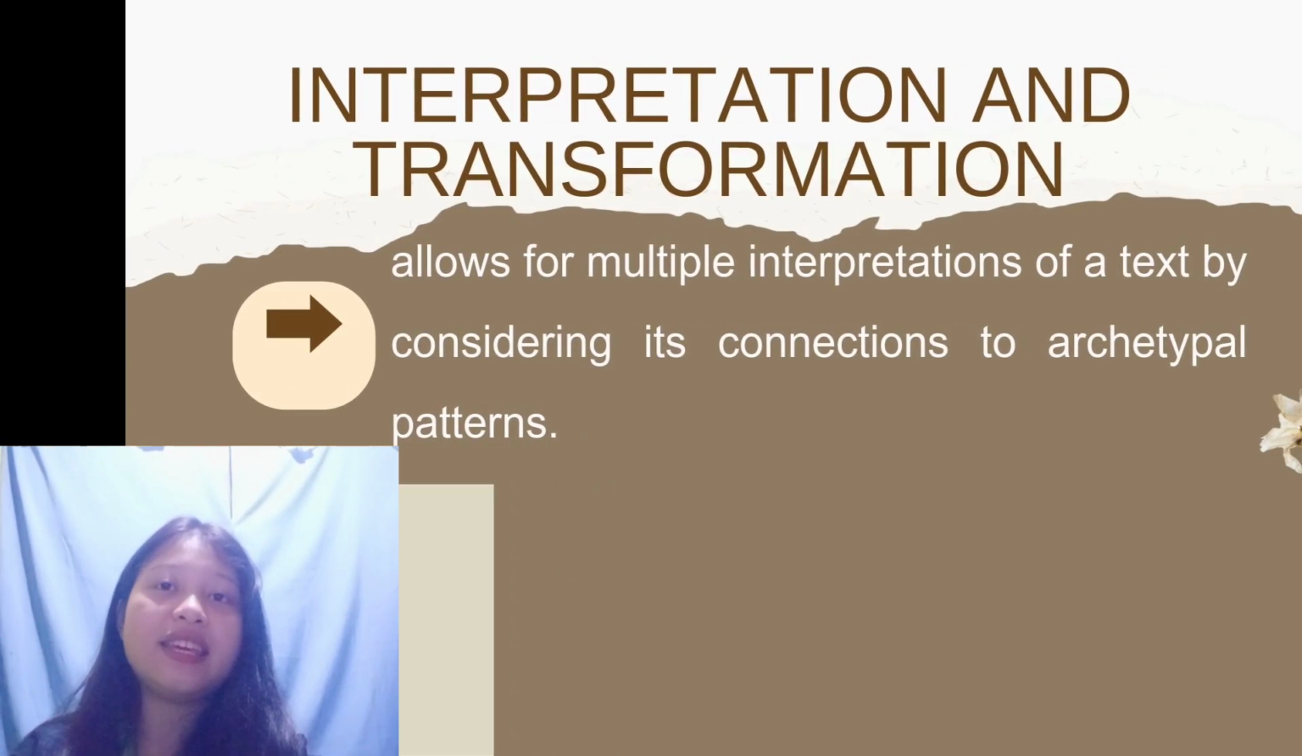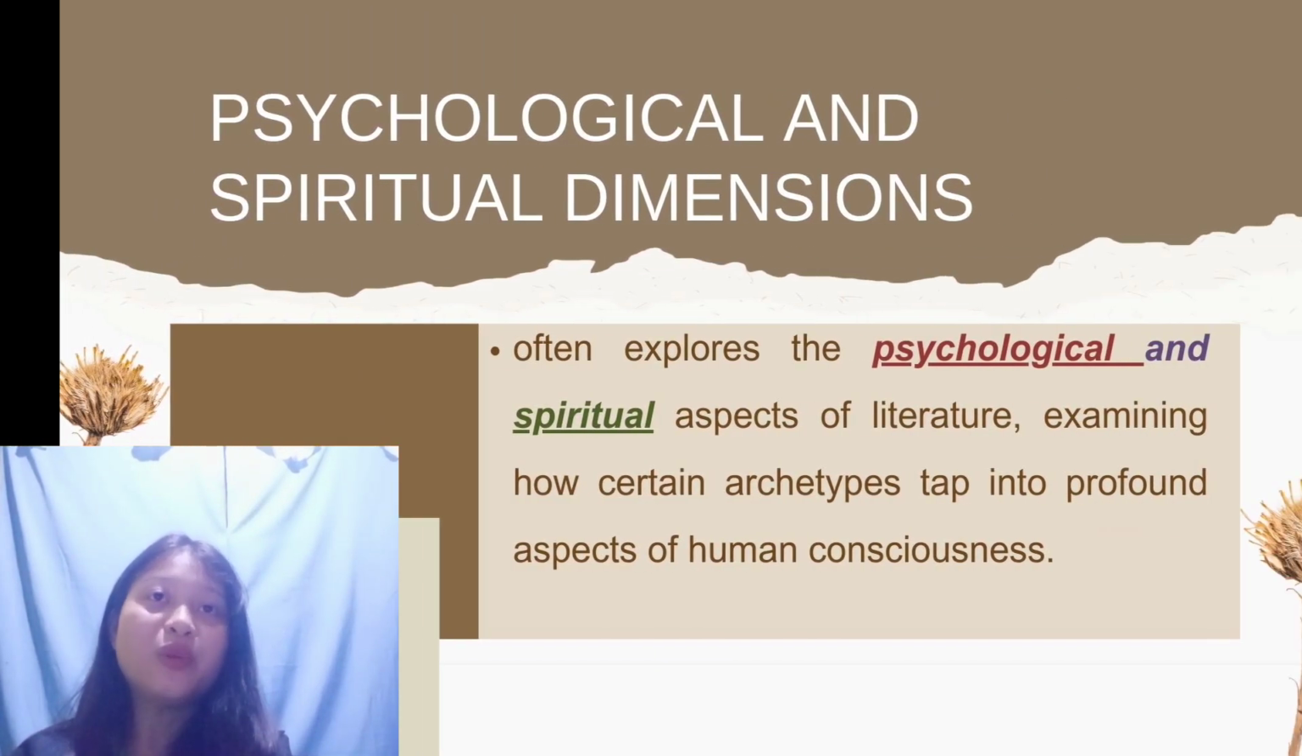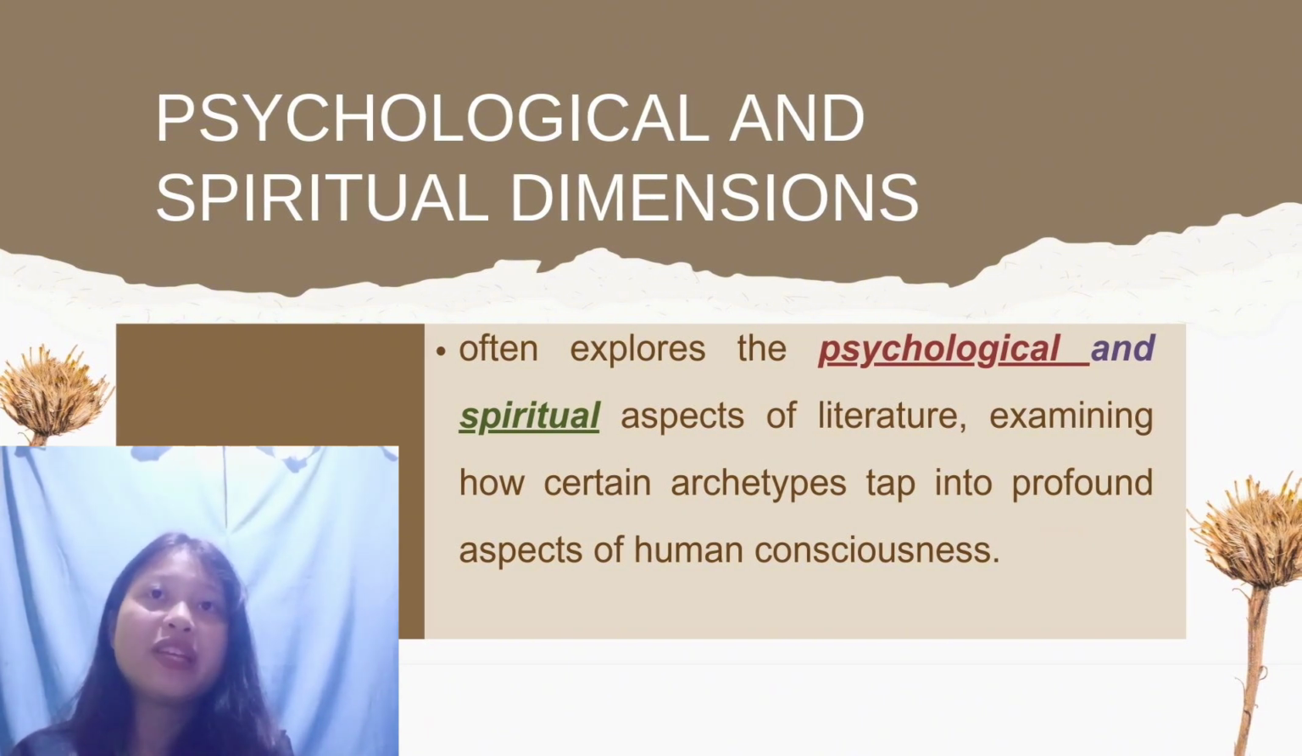Number 6 is interpretation and transformation. Archetypal theory helps us understand that stories have common patterns and symbols. These patterns can be interpreted in different ways, and authors often change them to talk about modern ideas. Archetypal theory as well shows us how stories can have different meanings and be relevant to different times and cultures. Lastly is the psychosocial and spiritual dimensions. Archetypal theory explores how certain archetypes in stories tap into deep parts of our minds and souls. By studying these archetypes, we can understand ourselves better and gain insight into our thoughts and emotions.